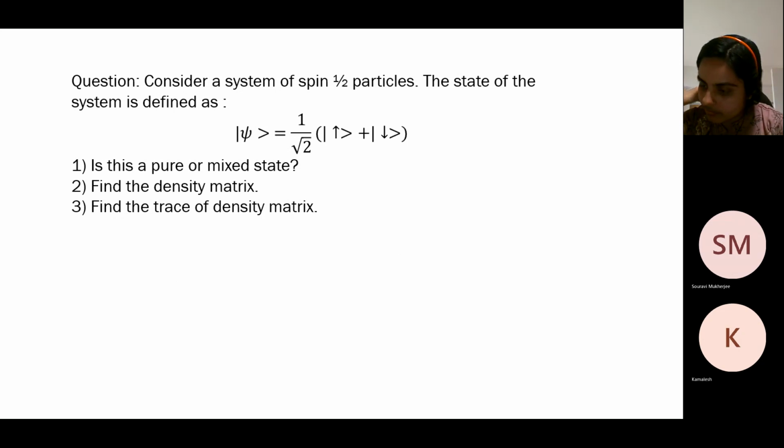Ma'am, pure state. Correct. It's a pure state because a pure state can be a superposition of different eigenvectors or basis vectors. But you know for sure that this is your microstate. So this is a pure state. Now, how do you find the density matrix? Can you try finding the density matrix?